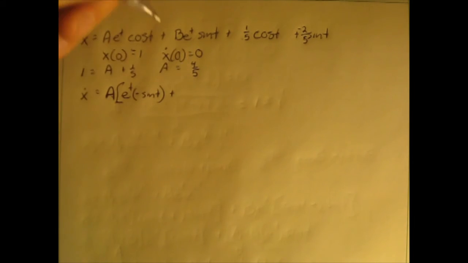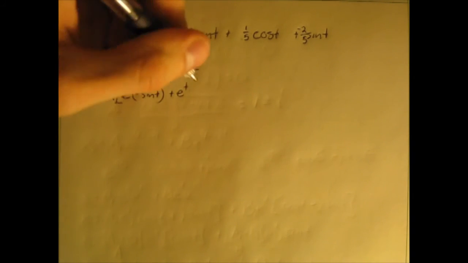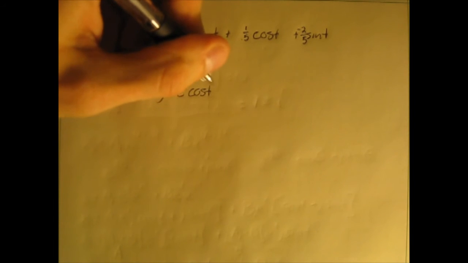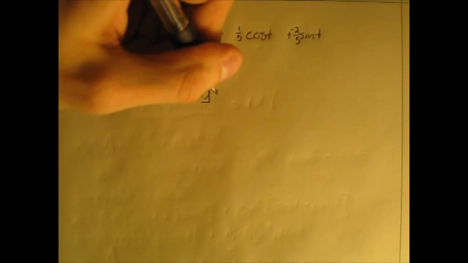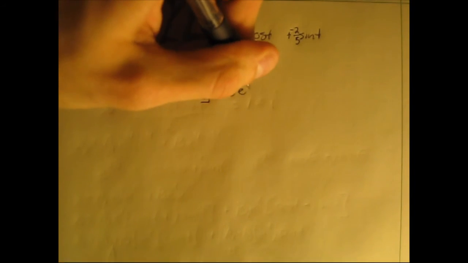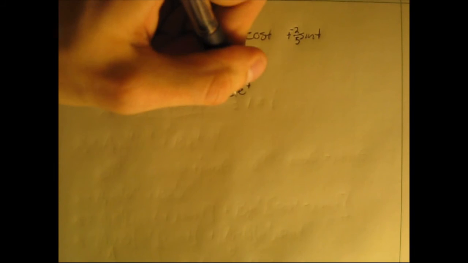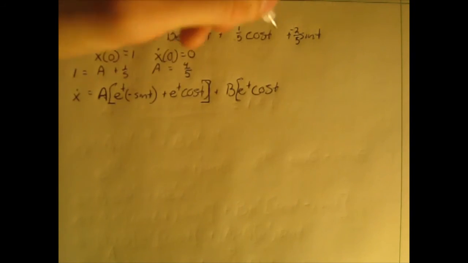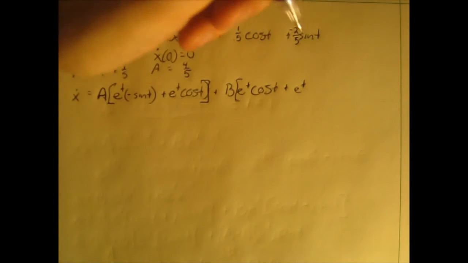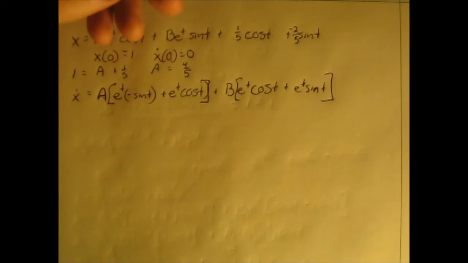Now we have to add the other one, so we'll leave this one alone and take the derivative of that, which is still e to the t times cosine t. Do that for the next term I should say. So we have b e to the t, and now take the derivative of that, we get cosine of t plus e to the t, leave that alone, so we have sine of t. And let's go ahead and do it for the other two terms.